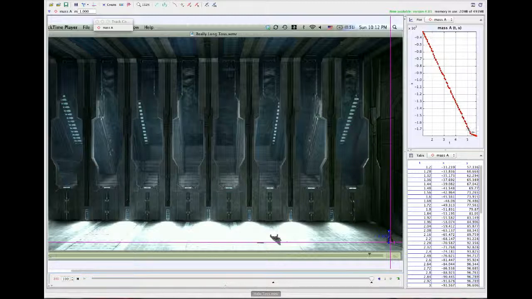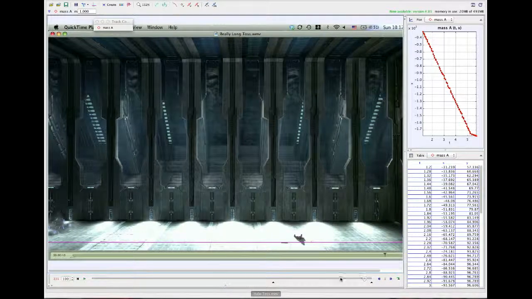Now look what happens right here at this point. Our slope shifts because the grenade hit the ground. It had a different velocity after it hit, and we can see that right here. Okay? So it had a slower velocity. It lost a lot of energy when it hit the ground.